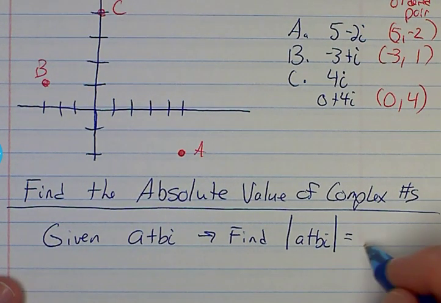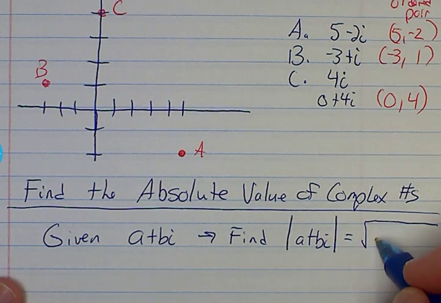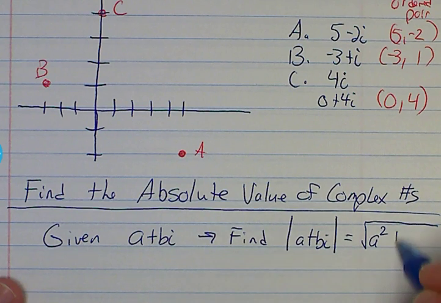it's really pretty straightforward. Again, not a whole lot of work to this one. You're going to take your ordered pair you would have here. You're going to take the A value and square it. You're going to take the B value and square it, and then you're going to square root that number.